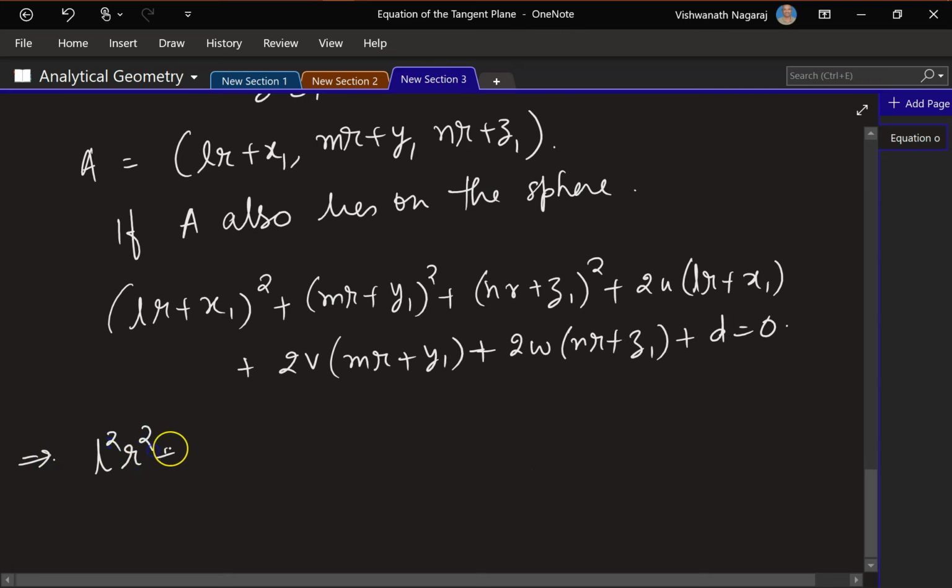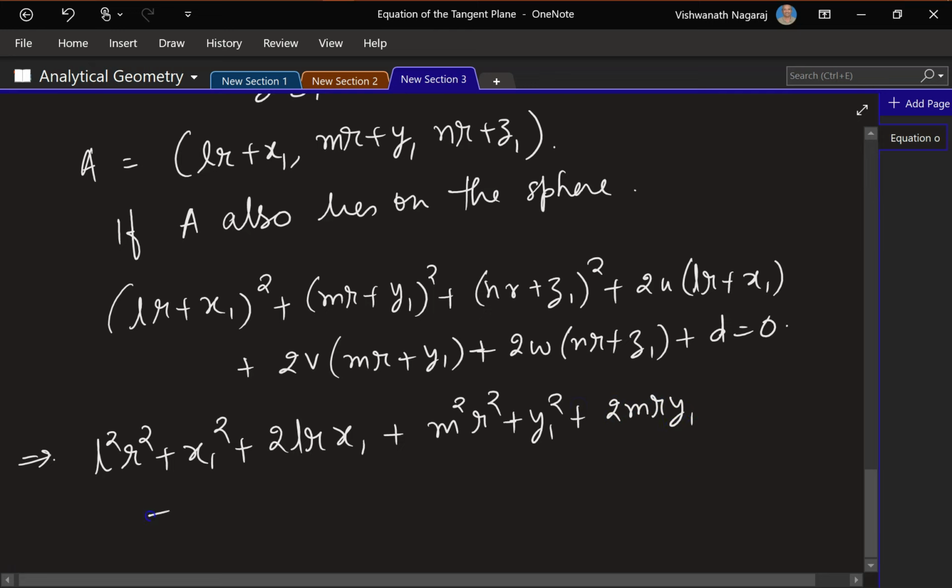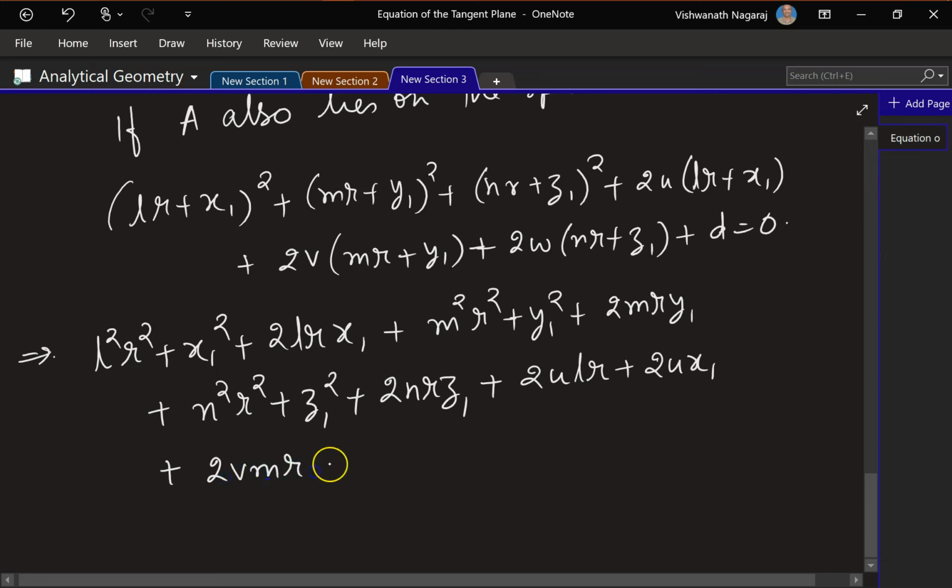L square R square plus x1 square plus 2LRx1 plus M square R square plus y1 square plus 2MRy1 plus N square R square plus z1 square plus 2NRz1 plus 2uLR plus 2ux1 plus 2vMR plus 2vy1 plus 2wNR plus 2wz1 plus d equal to 0.